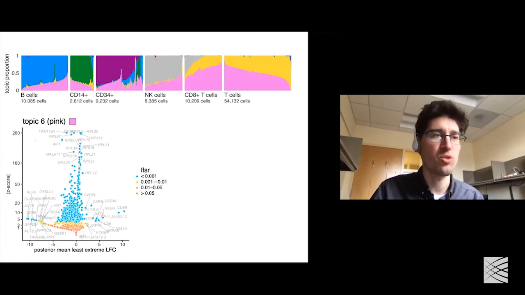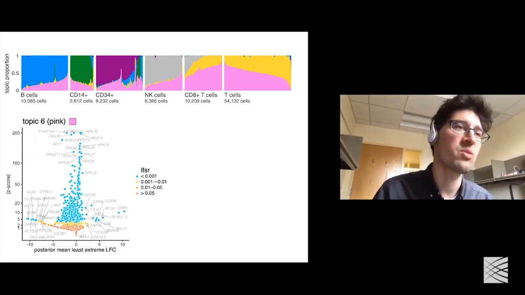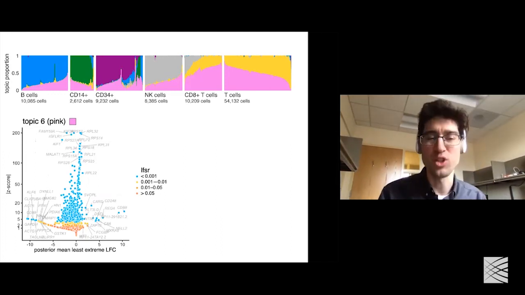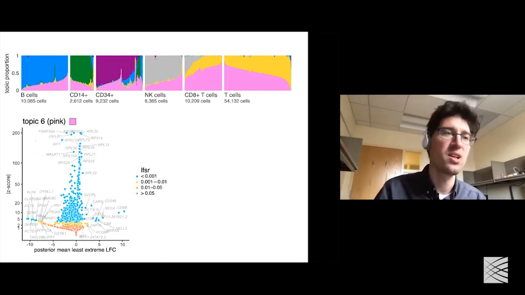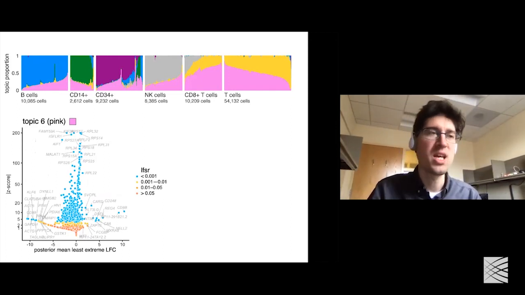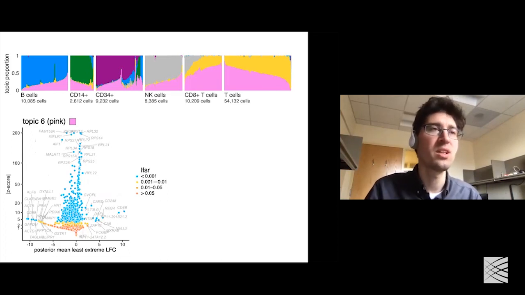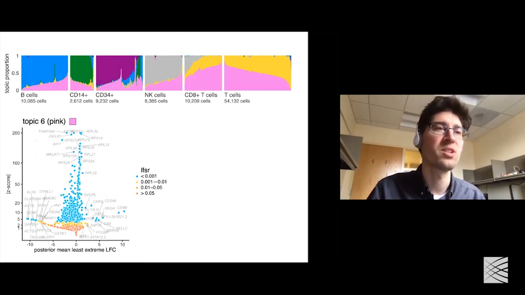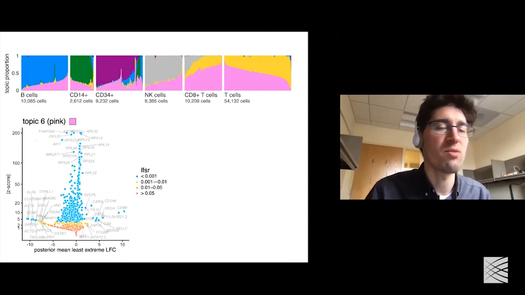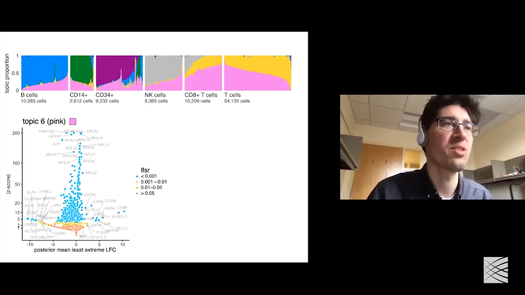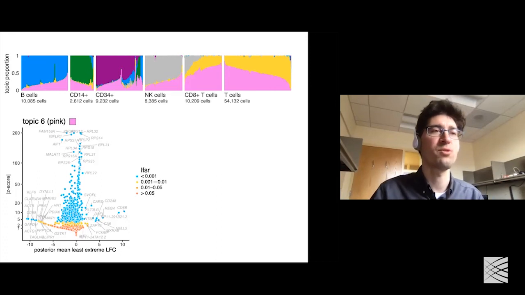Okay, maybe I'll just show one more slide and I'll stop there. So that was an example where, of course, we kind of knew what to expect. We knew that we were going to pick out genes for B cells. But what happens when we have a topic that we are not really sure what it could be? An example of this is the pink topic, where it shows up in all the cells. So we were curious what it could be. And we can run the same sort of analysis, despite the fact that no one cell is fully in that topic.